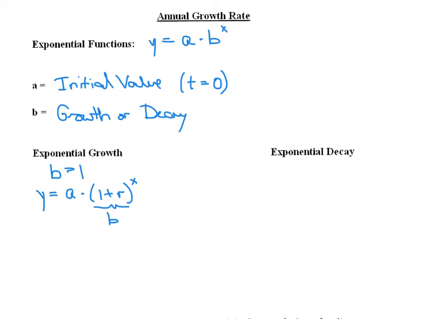If I have exponential decay, that's when the b is greater than 0 but smaller than 1. So in that case, my equation looks like this. Y is equal to a times 1 minus r to the exponent of x. So in this case, my b value is equal to 1 minus r. That will allow us to solve for the r value.